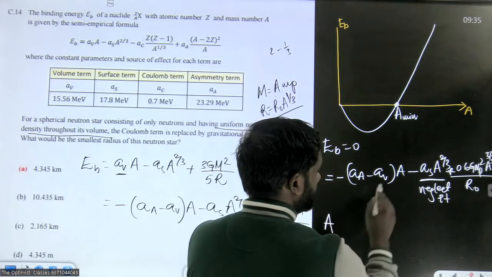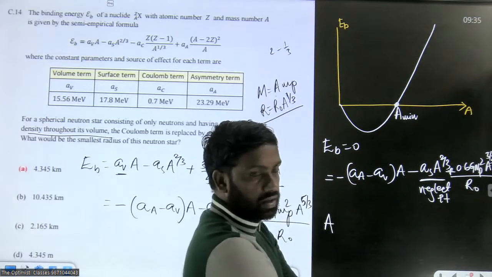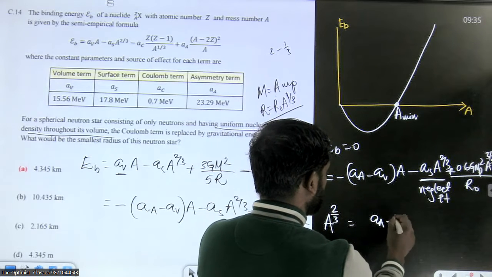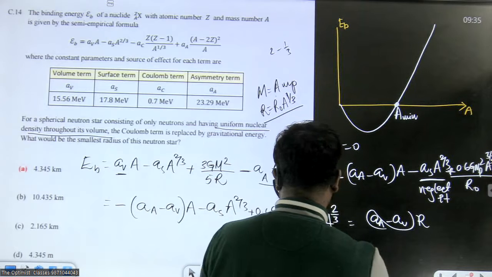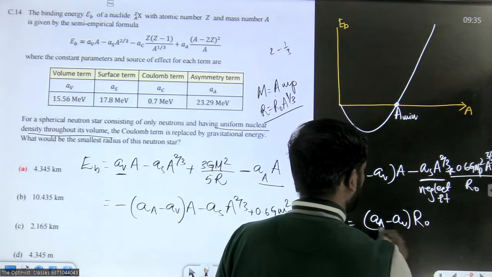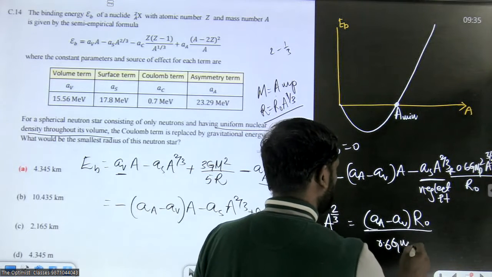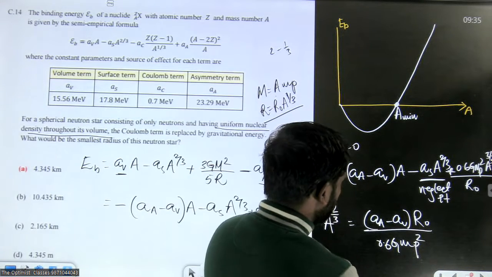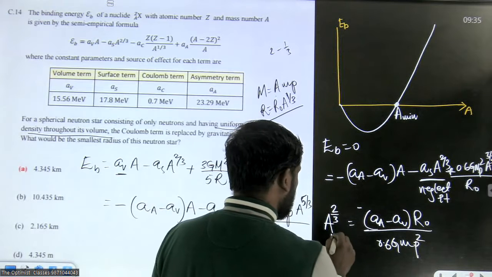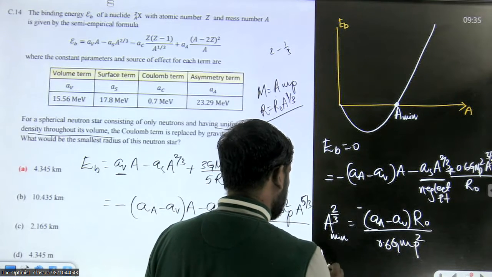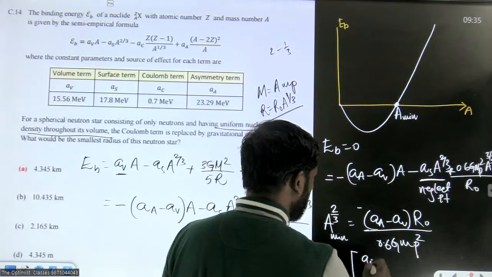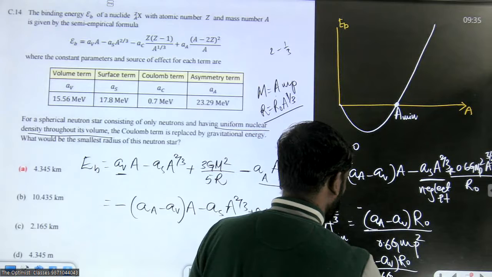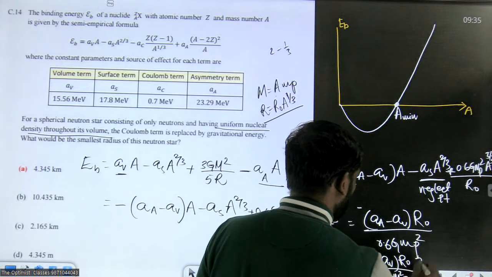When you neglect it, from here you will get the value of A. You will get A to the power 5/3 minus 1, so 2/3. So A to the power 2/3 will be equal to (A_A minus A_V) times r naught, divided by 0.6 G m_p squared. This is what we are getting, and this is the minimum A actually. A minimum will be equal to ((A_A minus A_V) r naught divided by 0.6 G m_p squared), whole power 3/2.